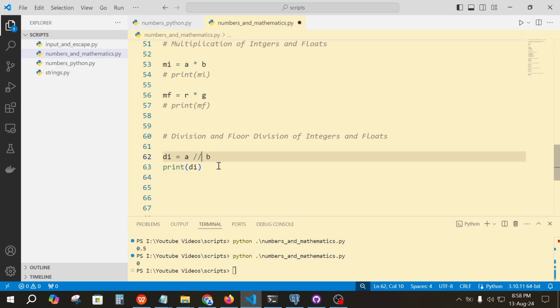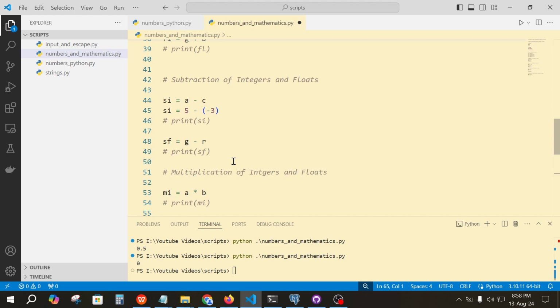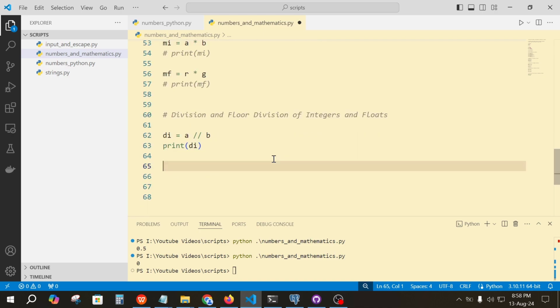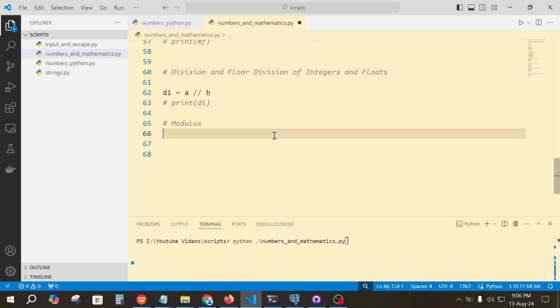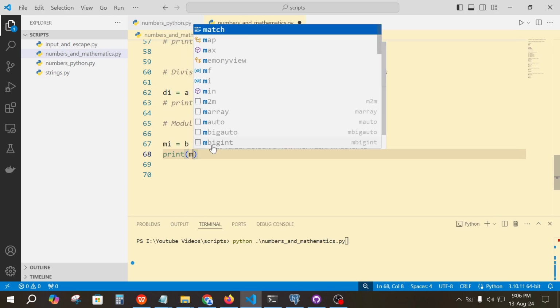As you can see, this is the division and floor division. That's it for the division part. What's next, we have two more things, modulus and exponential. Now we will see how modulus works. Let's say modulus of integer equals b, where b is equal to 10, and then we add the modulus sign and then a. So 10 modulus 5, b modulus a. Its answer should be 0.